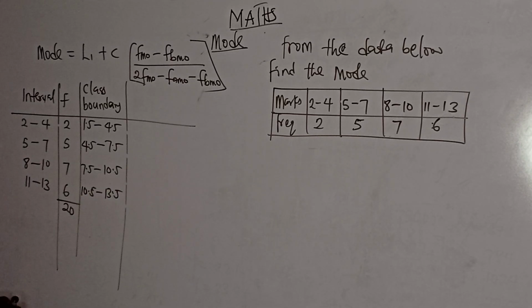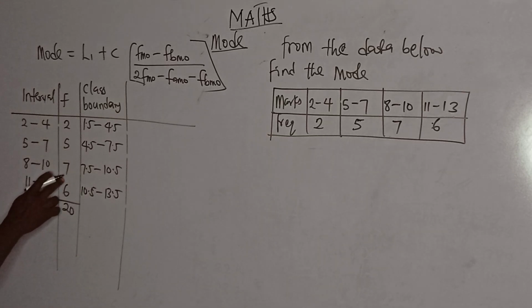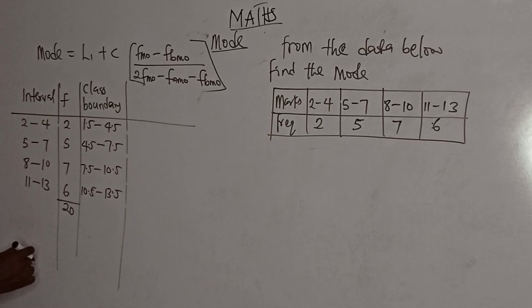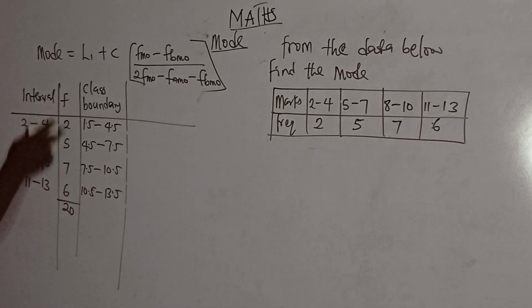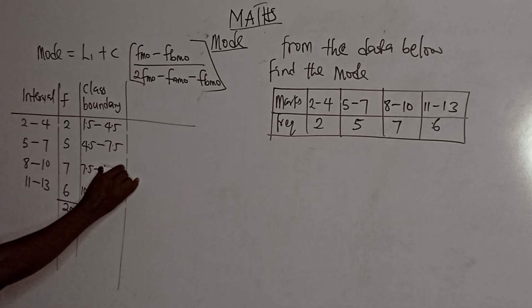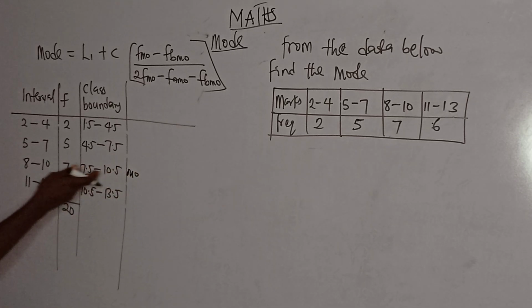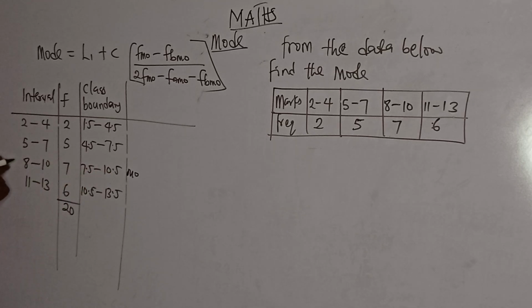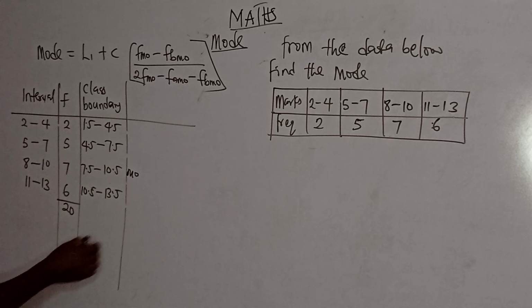Then remember we said that mode is the number with the highest frequency. The highest frequency among all these frequencies is 7. So that means this is our modal class line. The line where the highest frequency falls is the modal class line. So we can now solve it.